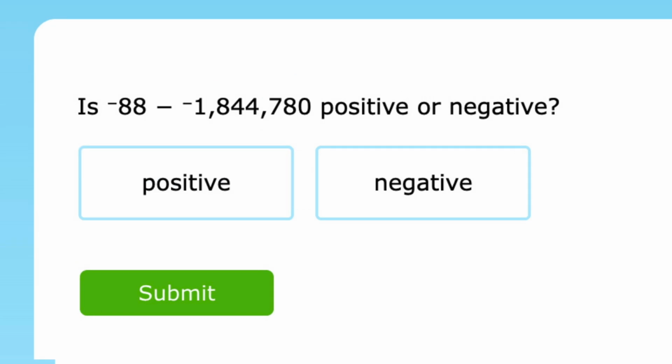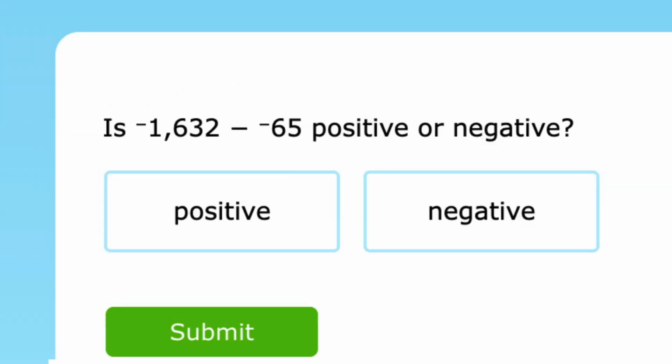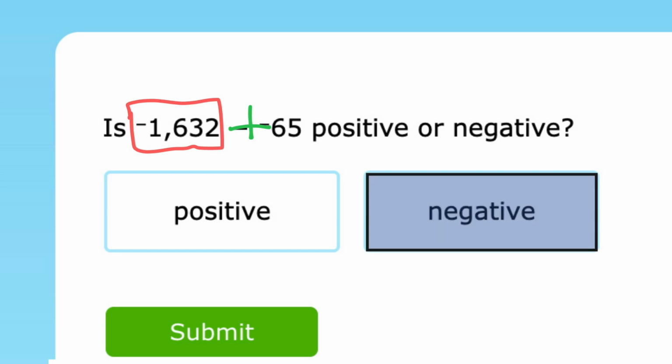Now, one thing you have to watch out for is when you see minus negative, like in this question. Whenever you see that, just turn it into a really wide plus sign and solve it like you normally would. So in this case, now the larger number is positive, so our answer must also be positive. And in this question, we can turn the minus negative into a plus sign, but it won't make a difference since the larger number is the negative number, so our answer will still be negative.